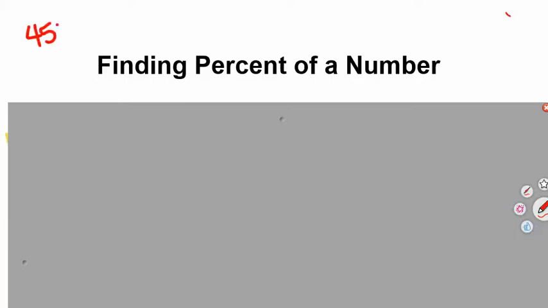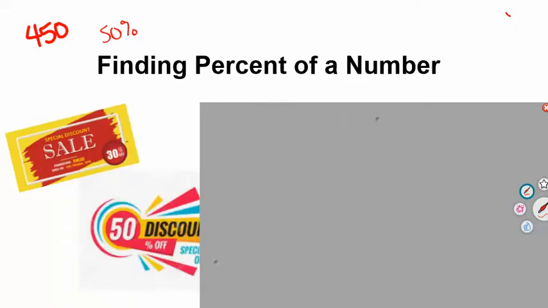So if I had 450 and I wanted to find 50% of it, that just means I want to find what 50% of this number is. So 50% is just a part of the number. Most likely you will have seen that when we deal with sales. If you go into a supermarket and something is on sale, that means it's discounted.